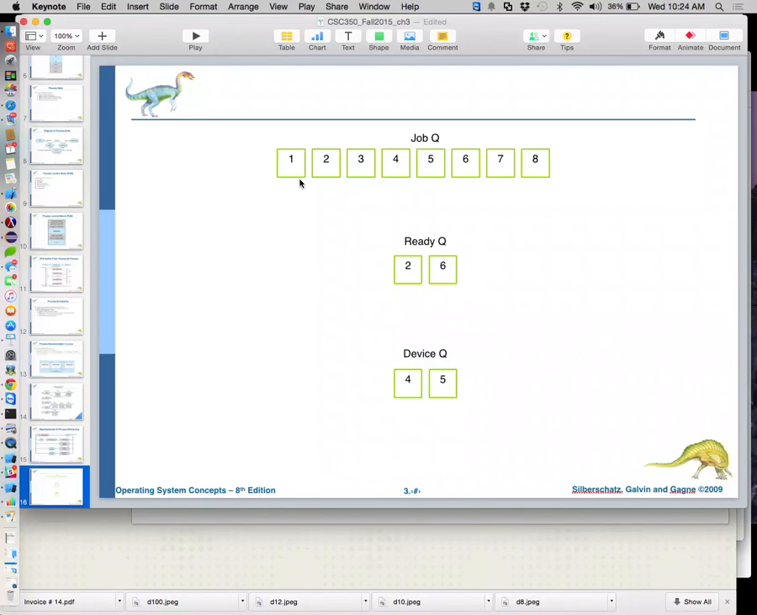All right, so we have 2, so who's not in here? 1, 3, 7, and 8. Okay, so several of these jobs are currently not in any of these queues, which means that they're probably either new or about to be terminated. One of the two, right? So these guys haven't been scheduled yet.